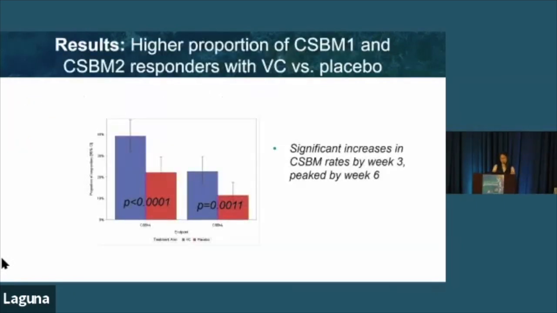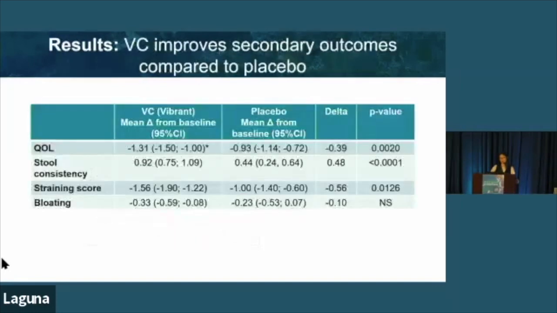And this is a figure showing their major endpoints. And so as you can see here, there was a significantly greater proportion of individuals who responded in terms of the complete spontaneous bowel movements, 1 per week or 2 per week, in those who were assigned to the Vibrant capsule compared to placebo. They did note that significant increases in that complete spontaneous bowel movement rate were seen within the 3rd week of the study and peaked by week 6 and then were durable for the duration of the trial.